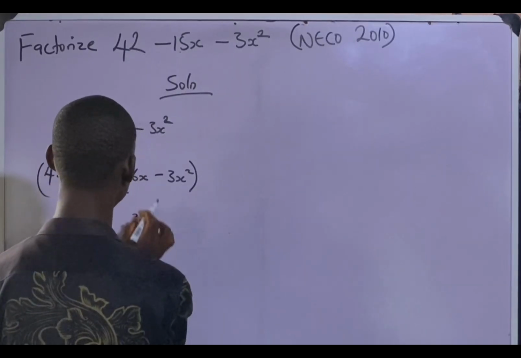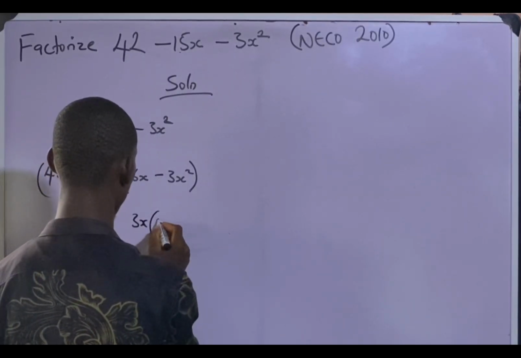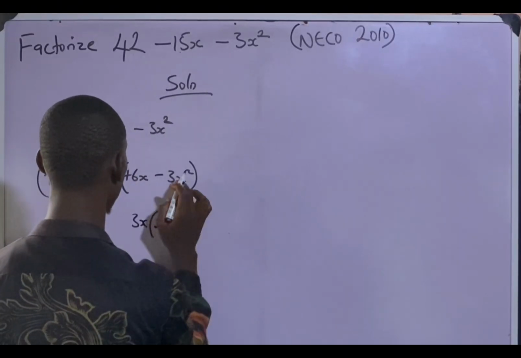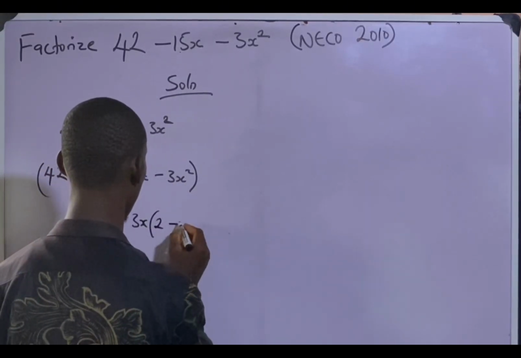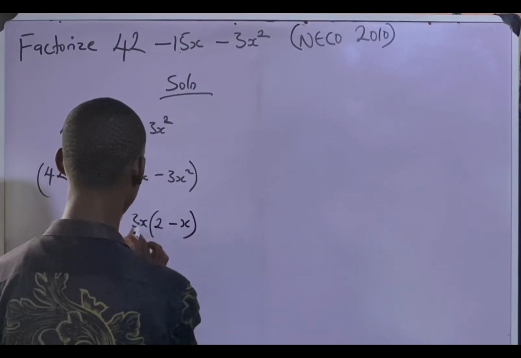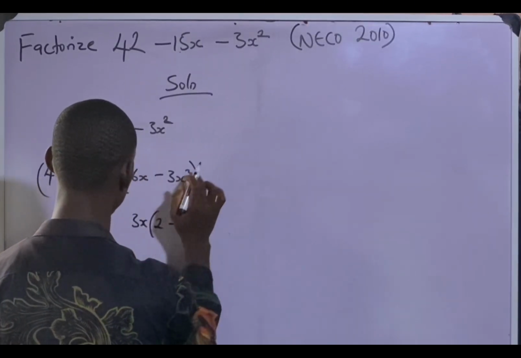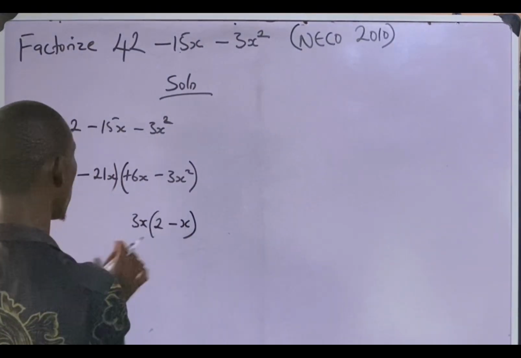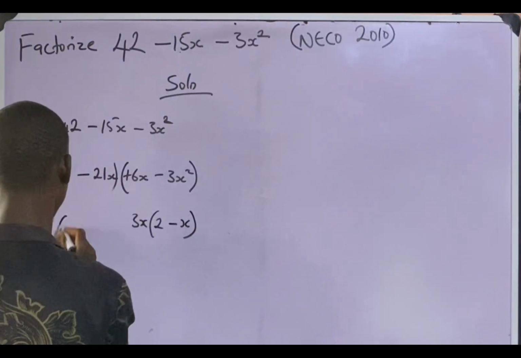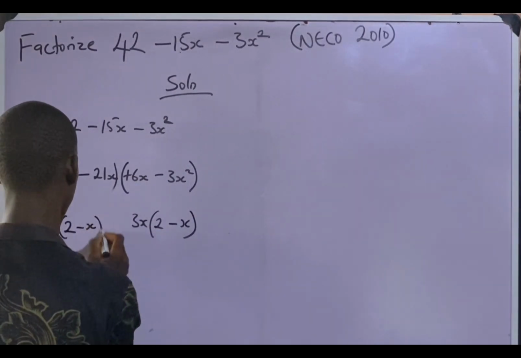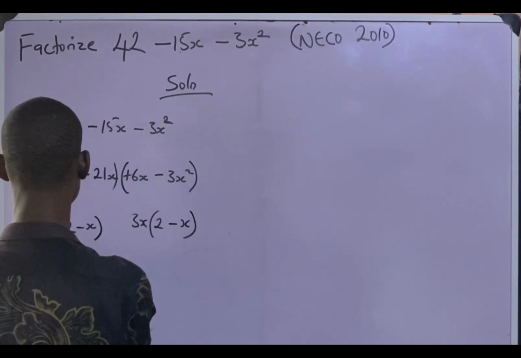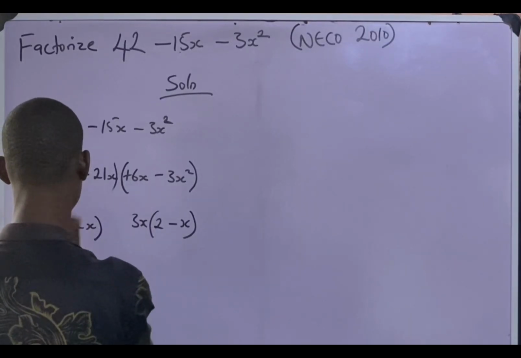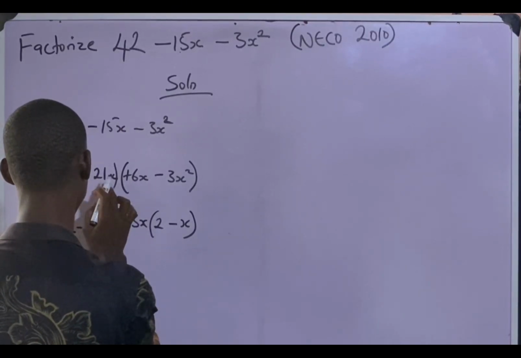So 3x times 2 will give us 6x. 3x times what will give us minus 3x squared? That is minus x. So 3x times minus x will give us minus 3x squared. So we are still going to replicate this bracket here and look for a number that can give us this. So we still have 2 minus x. What number can give us 42 when multiplied with 2? It is 21. 21 times 2 will give us 42, and 21 times x will give us 21x.